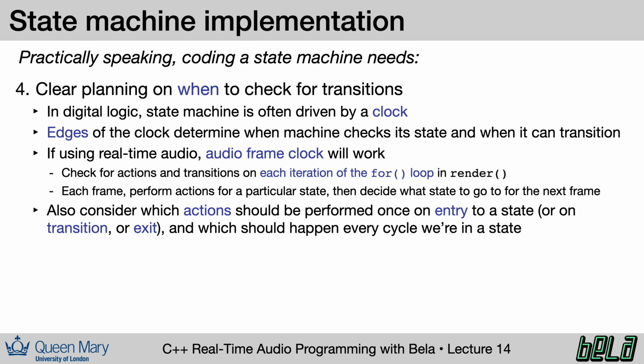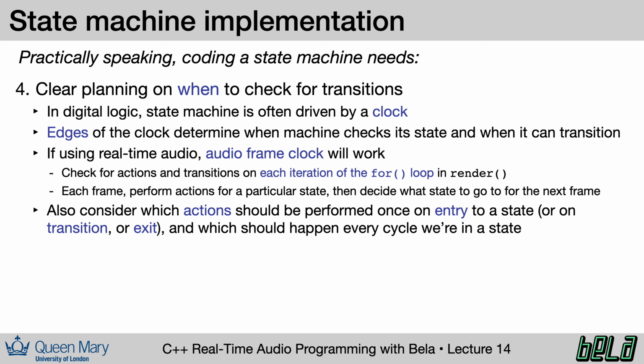Finally, from a practical point of view, we need some clear planning on when it is that we're checking for transitions. If we're implementing state machines in digital hardware, we'll often have a clock signal that tells us when to check the inputs and generate transitions. On the other hand, in the context of real-time audio, such as on Bela, we might use the audio frame clock for this purpose. Each audio frame will check what state we're in, will check our inputs, and will generate any outputs and transitions accordingly.